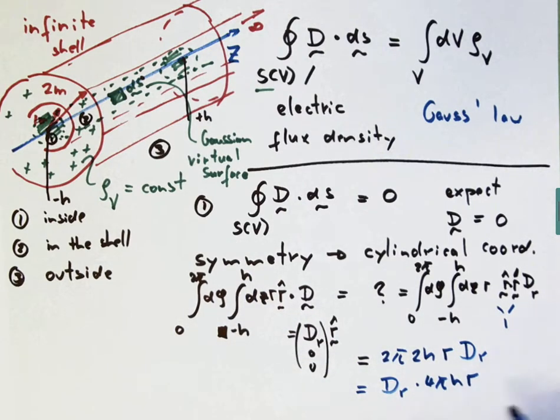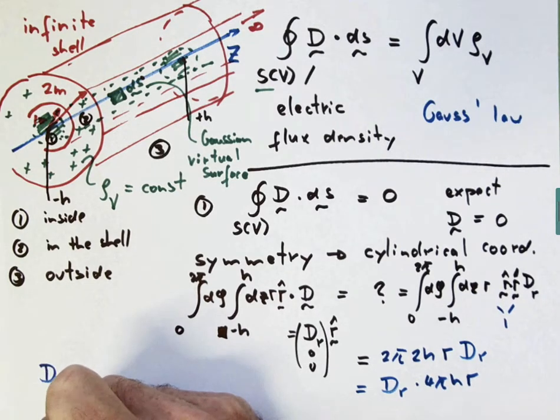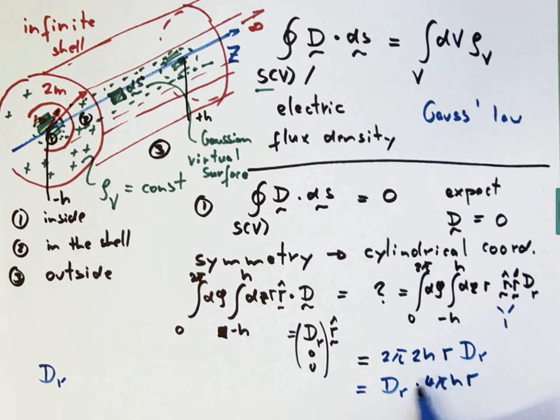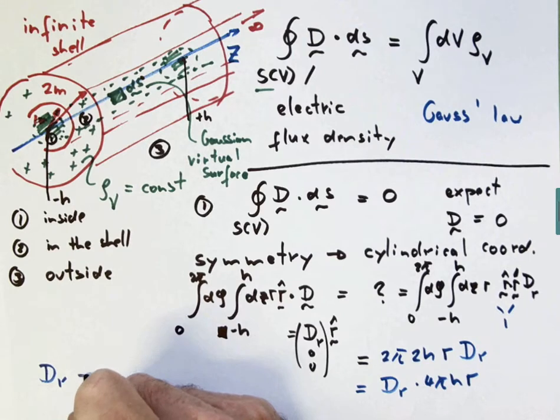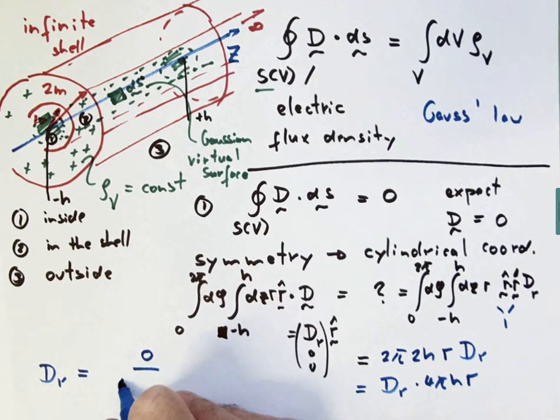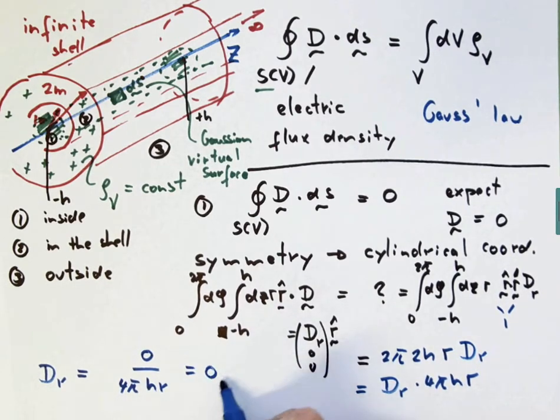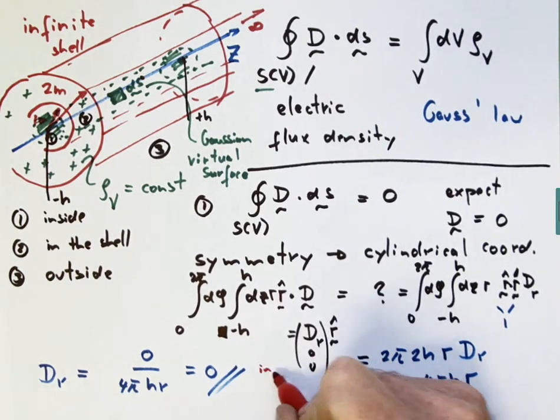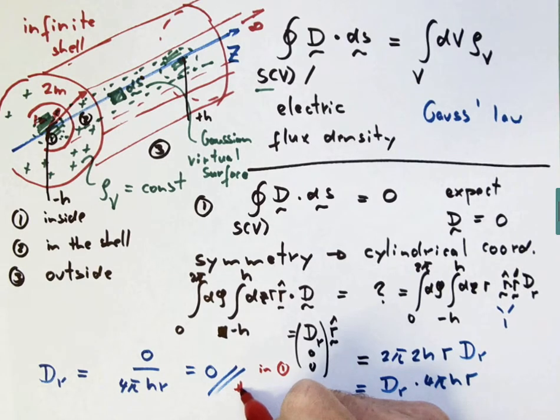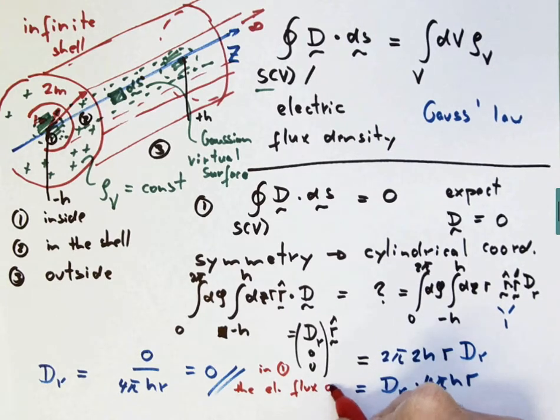If we then set that equal to 0, we find that indeed the dr, so we're now substituting back into this equation, and we know already the right hand side is 0, so we find dr is equal to that 0 divided by 4 pi h r, and that is 0. So we now have formally shown in region 1, the electric flux density is equal to 0.